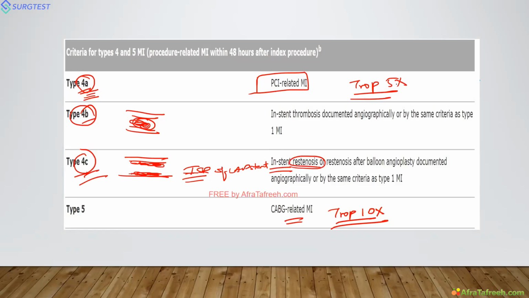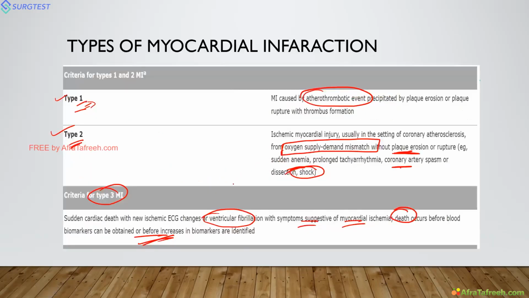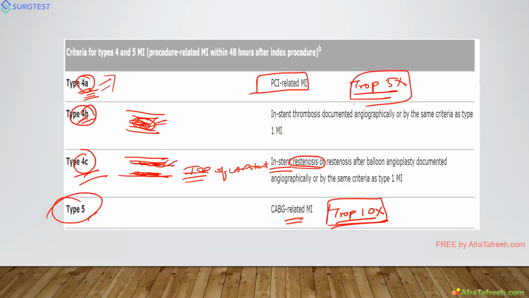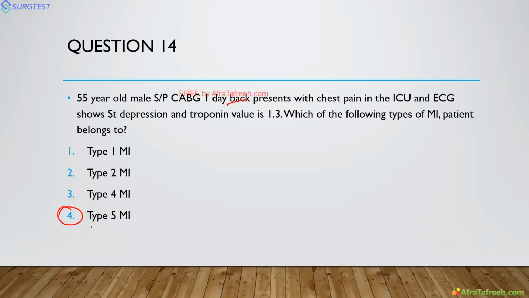So, the main points: type 1 MI is due to atherothrombosis. Type 2 MI is due to demand-supply mismatch. Type 3 MI, the patient has died before biomarkers were obtained. Type 4 is PCI, type 5 is CABG. Type 4A is directly related to doing PCI, type 4B is when the stent gets occluded after you put it, and type 4C is in-stent restenosis. Type 5 is CABG related MI. The troponin elevation is important: 10 times for CABG, and 5 times for PCI. So in our question, you have done CABG one day back, and he presents again with chest pain.